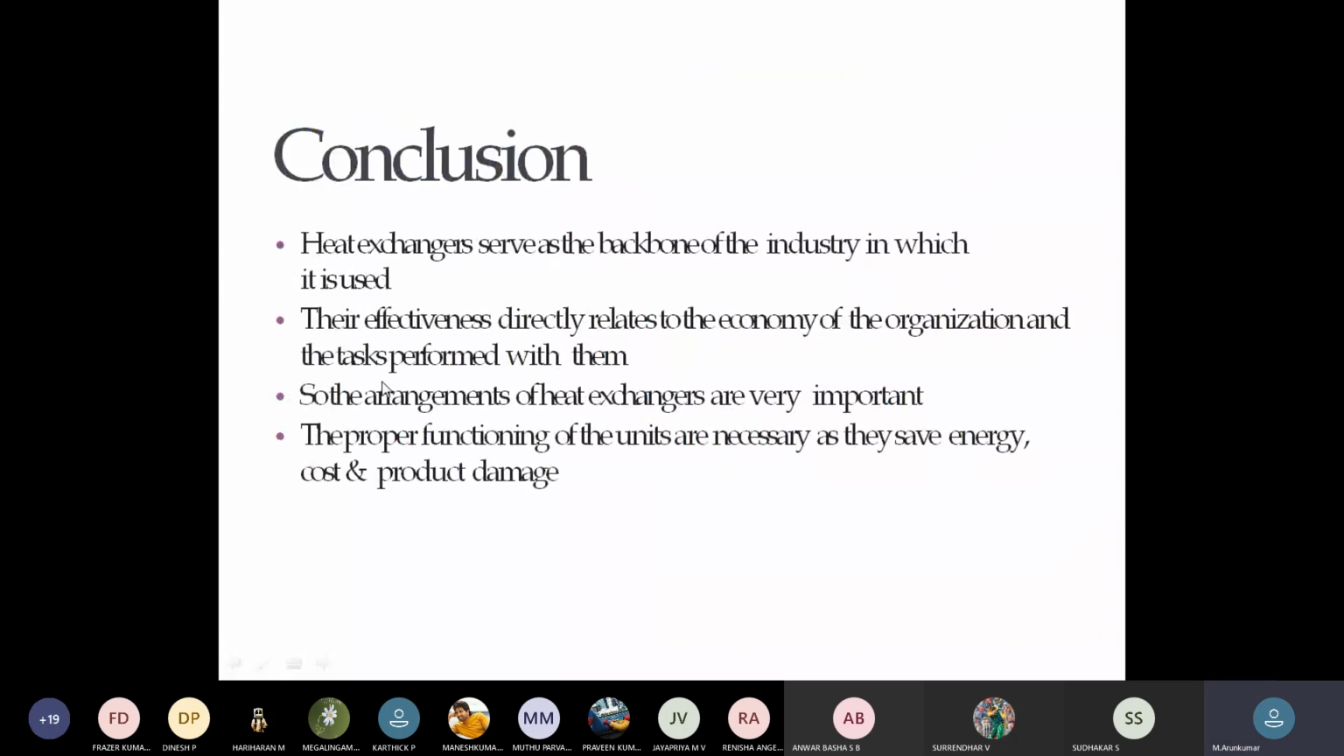Then here is the conclusion. Heat exchangers serve as the backbone of the industry in which they are used. Their effectiveness is directly related to the economy of the organization and the task performed with them. So the arrangement of the heat exchangers is very important, and the proper functioning of the units is necessary as they save energy, cost, and product damage. So this is the view from the industry point. We can save the industry with the proper design of the heat exchanger, mechanical industries.